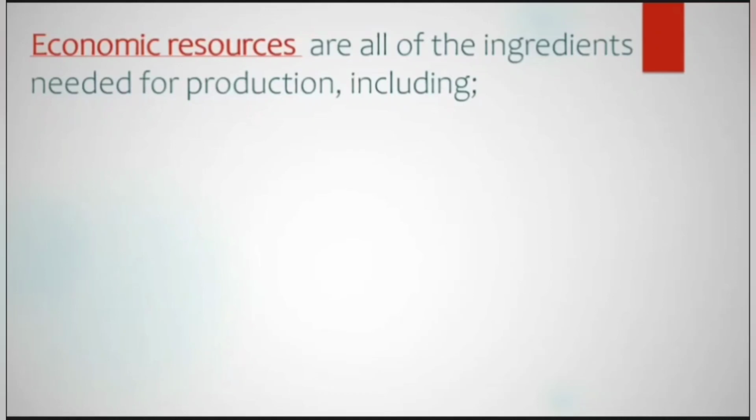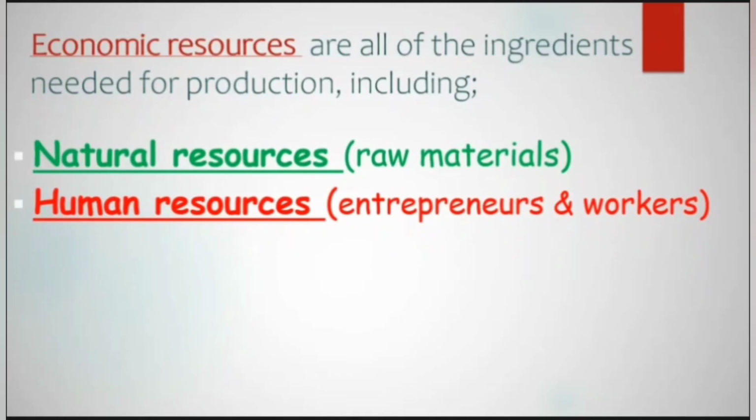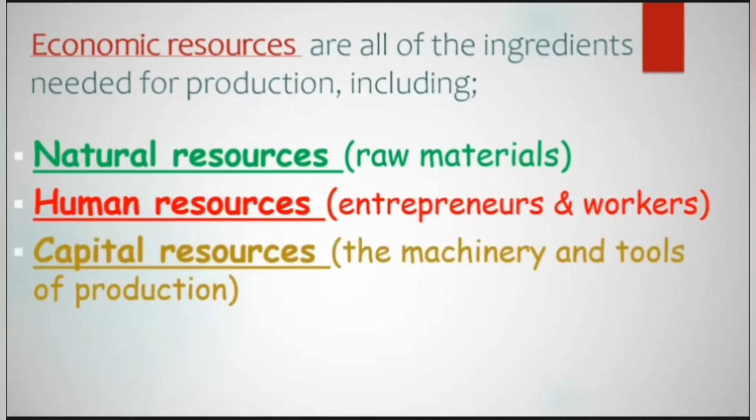Pero ano ba itong mga tinatawag na economic resources? Ito ang mga sangkap na bubuo sa produksyon. Economic resources are all of the ingredients needed for production, including natural resources, kung saan manggagaling ang mga raw materials. Human resources, kung saan nabibilang ang mga entrepreneurs and workers. Capital resources, mga makinarya, mga tools, mga kasangkapan, mga factories na ginagamit sa produksyon.